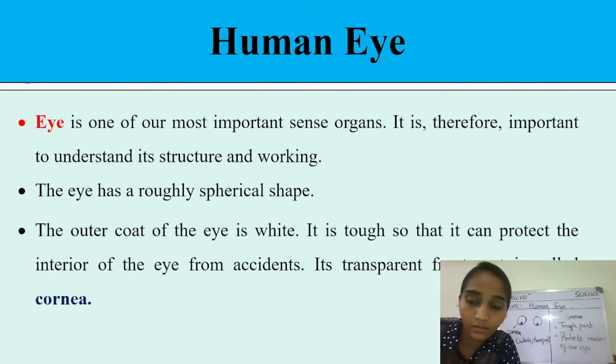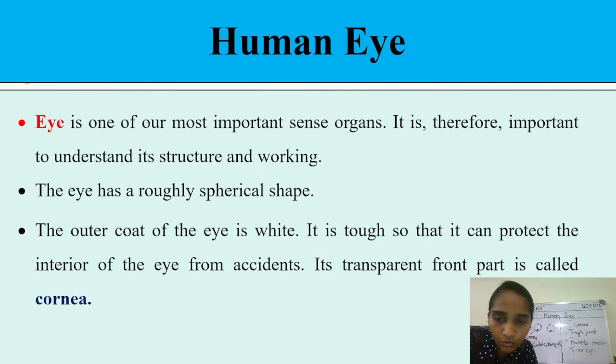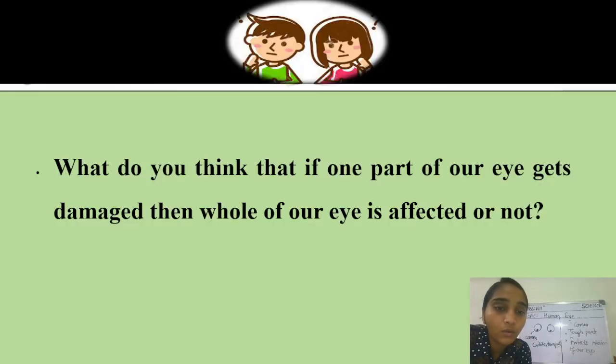Okay. Yes, very good. So these are the few points which we have discussed. Let me minimize it so that you can clearly see this heading also. So basically, students, the cornea is the outer coat of the eye which is white, transparent and tough. Also, you have seen that it protects the interior of our eyes. This is the first thing we have discussed regarding the cornea in the human eye. So students, if one part of our eye gets damaged, then is the whole of our eye affected or not? What is your take on this statement?